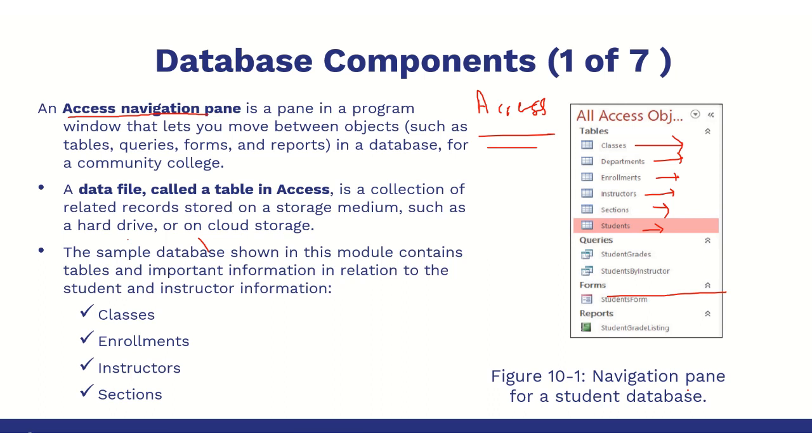A data file that is called a table in Access is a collection of related records stored on a storage medium, such as a hard drive or a cloud storage. The sample database in this module contains tables and important information in relation to the student and instructor information. For example, classes, enrollments, instructors, sections, and so on.